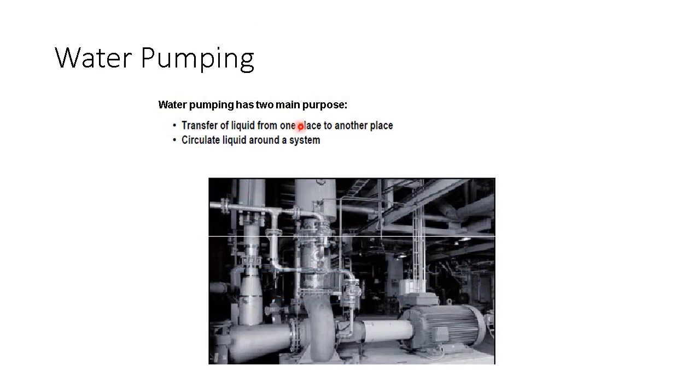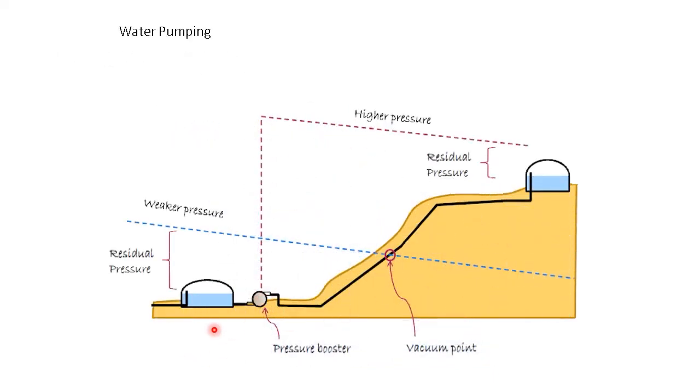Water pumping has two main purposes, which are to transfer of liquid from one place to another place and to circulate liquid around a system. Water pumping is used if there is need to move the water to the higher ground level. For example here, then you need the pressure booster ataupun pumping dekat sini untuk pump the water up.